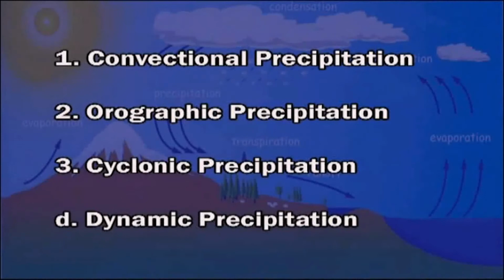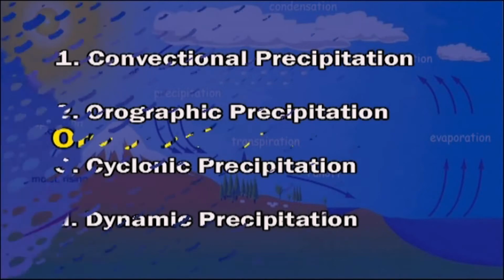Now, we shall move on to different classes of precipitation. There are different kinds of precipitation: convectional, orographic, cyclonic and dynamic precipitation.